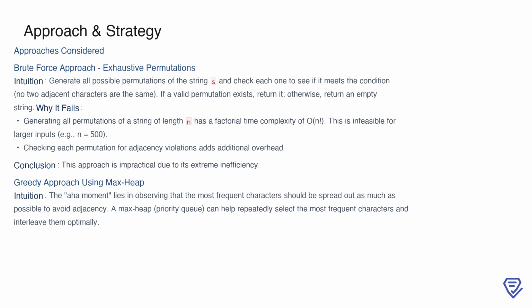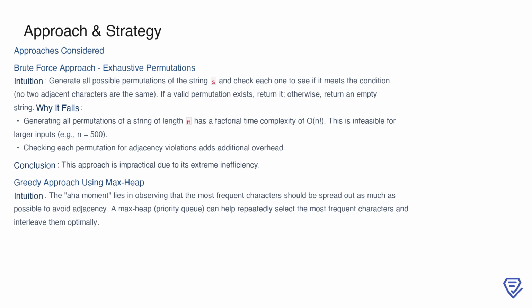To solve the problem of reorganizing a string such that no two adjacent characters are the same, several approaches were considered. One of the most straightforward ideas is the brute force approach, which involves generating all possible permutations of the string and checking each one to see if it satisfies the condition. While this might work for very small strings, it is computationally infeasible for larger inputs. The reason is that generating permutations has a factorial time complexity, O(n!), which grows extremely fast as the length of the string increases. Additionally, the process of checking each permutation for adjacency violations adds further computational overhead. Due to these inefficiencies, the brute force approach is not a practical solution.